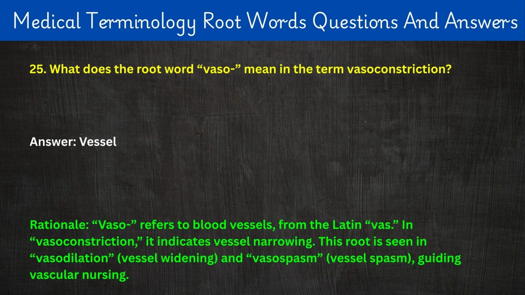25. What does the root word vaso- mean in the term vasoconstriction? Answer: vessel. Rationale: Vaso- refers to blood vessels, from the Latin vas. In vasoconstriction, it indicates vessel narrowing. This root is seen in vasodilation, vessel widening, and vasospasm, vessel spasm, guiding vascular nursing.